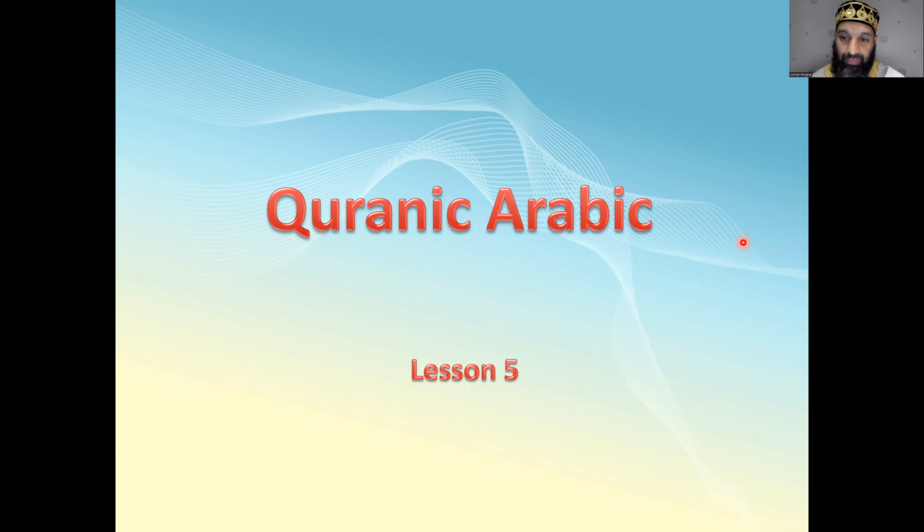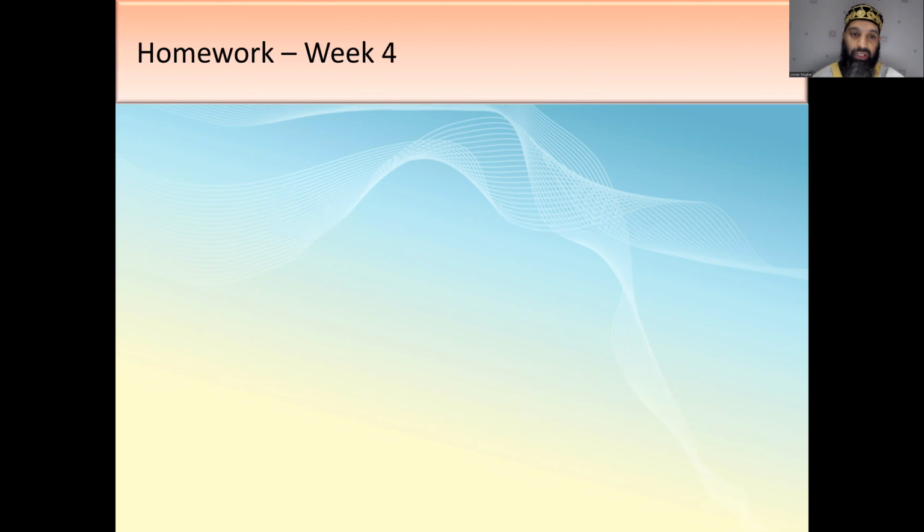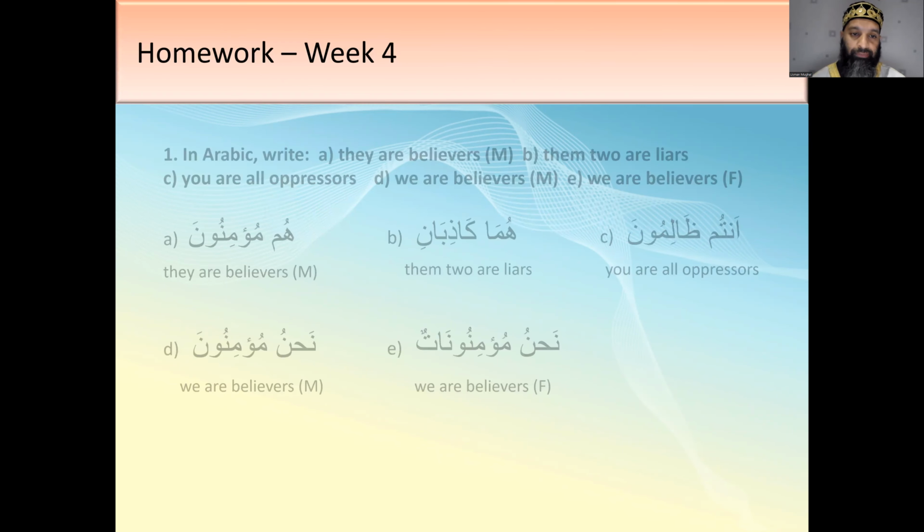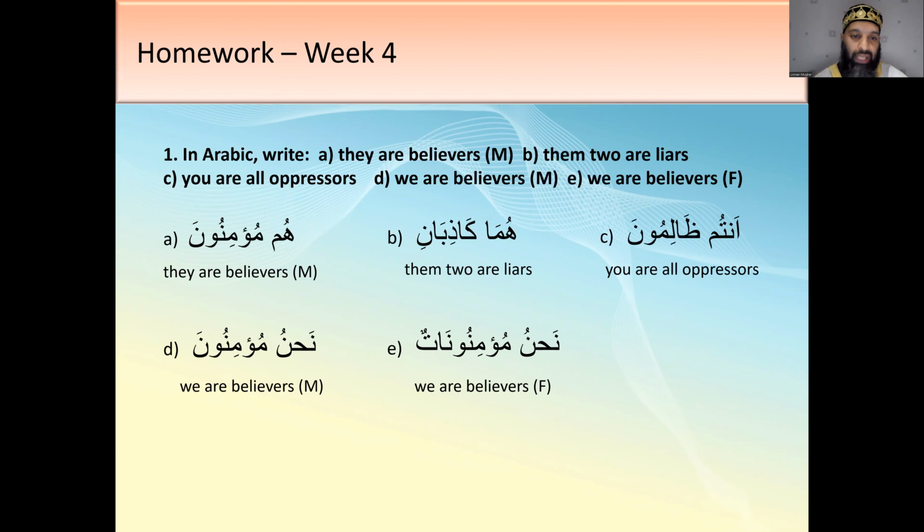Well, we start off by going over the homework from week 4. The homework was, in Arabic, write: they are believers, them two are liars, you all are oppressors, we are believers, and we are believers feminine.